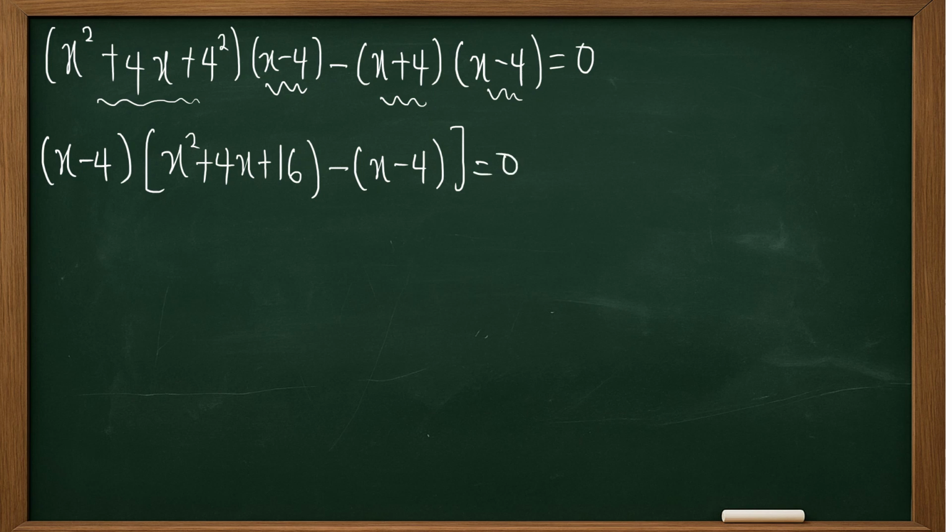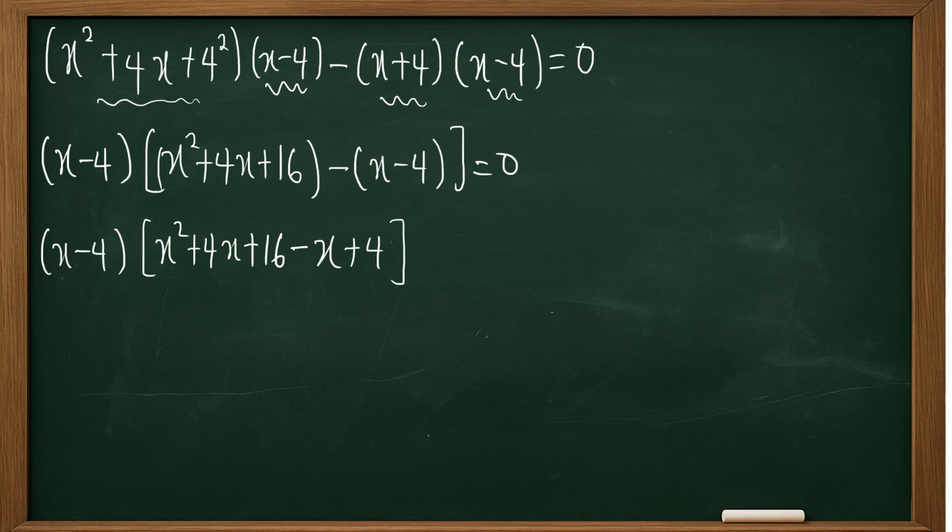equals to 0. Let's simplify what we have in the parentheses. Here we have x minus 4, and in the parentheses, let's bring it out. Here we have x squared plus 4x plus 16. Let's distribute the negative sign, which is going to be negative x plus 4 equals to 0.